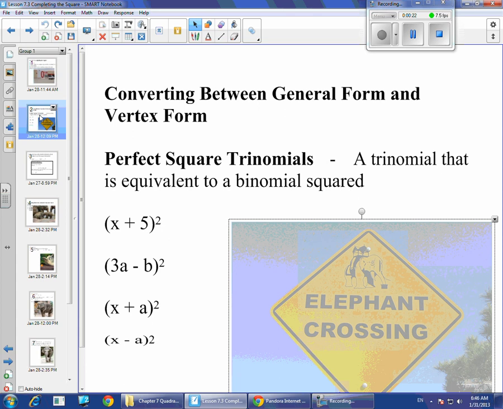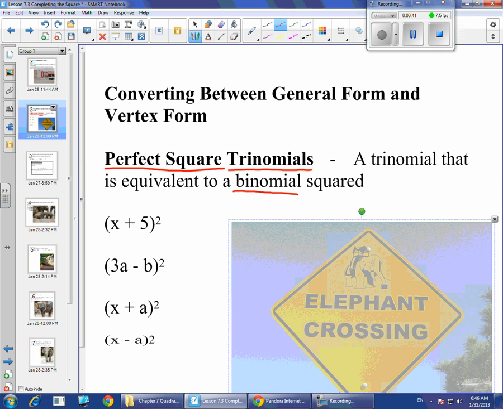Well, there's a couple things we need to talk about first. The first thing is a perfect square trinomial. A perfect square trinomial is exactly what the name says. It is a trinomial, which means it's a polynomial with three terms. And it's also a perfect square, which means it comes from the square of something, which in our case is going to be a binomial.